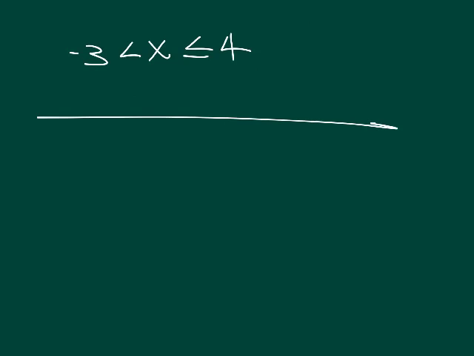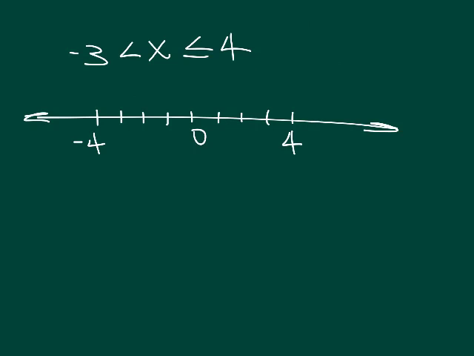Let's say that our answer is negative 3 is less than x, which is less than or equal to 4. All right, so what are my possible solutions here? If I were to draw a number line, 1, 2, 3, 4, 1, 2, 3, 4.